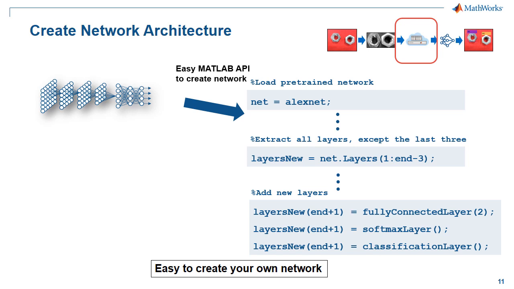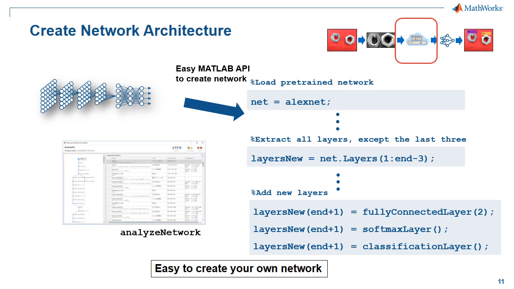Now you can do all sorts of things with your network, but not all of it is going to be valid, right? So we provide tools, for example, analyze network, to make sure that the modifications you've made still make sense and it's still valid when you run the deep learning network.